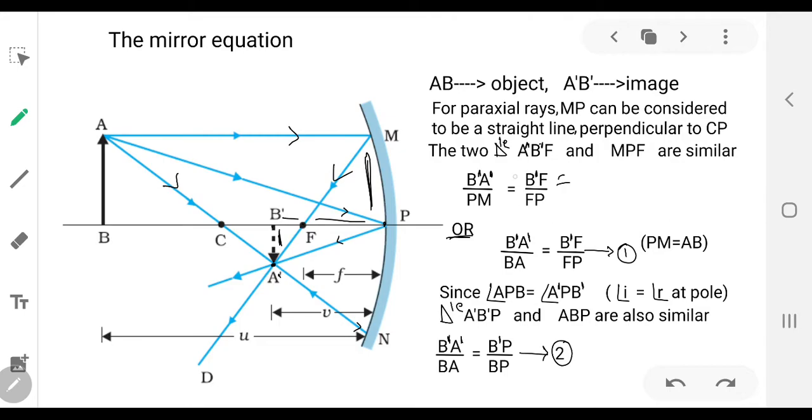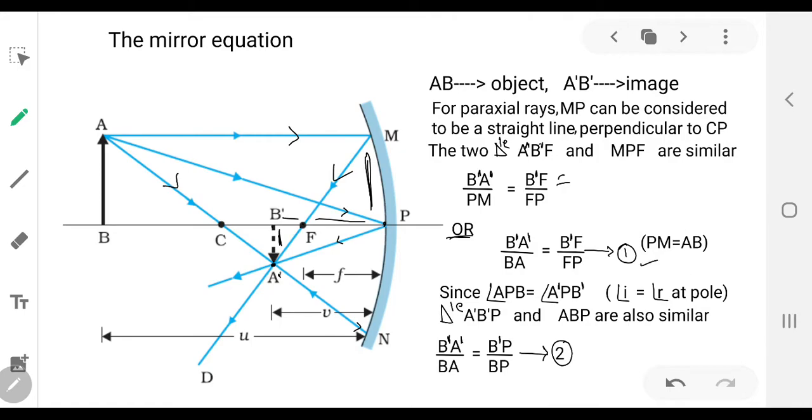So here B'A' upon PM is there. Now PM will be equal to BA, because these two rays are parallel to each other. Parallel to each other means the perpendicular distances should be the same. So in place of PM we are substituting BA. So the equation becomes B'A' upon BA will be equal to B'F upon FP. This we are taking as equation 1.